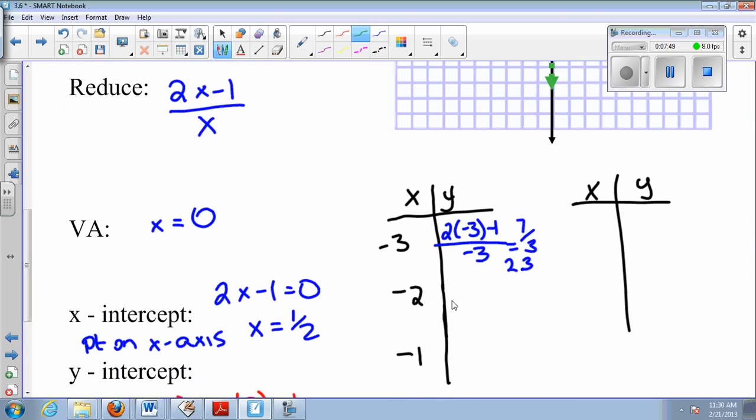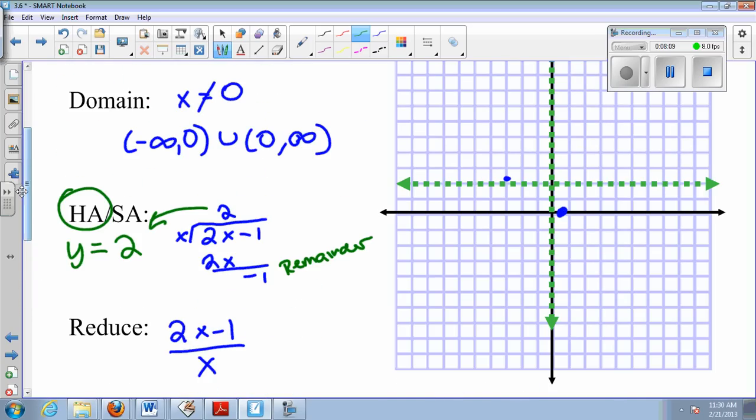Plug in -2: 2 times -2 minus 1, -4 minus 1 over -3 goes to 5. Oops, that should be over -2. 5/2, which is 2.5. So we get the point -2, 2.5.